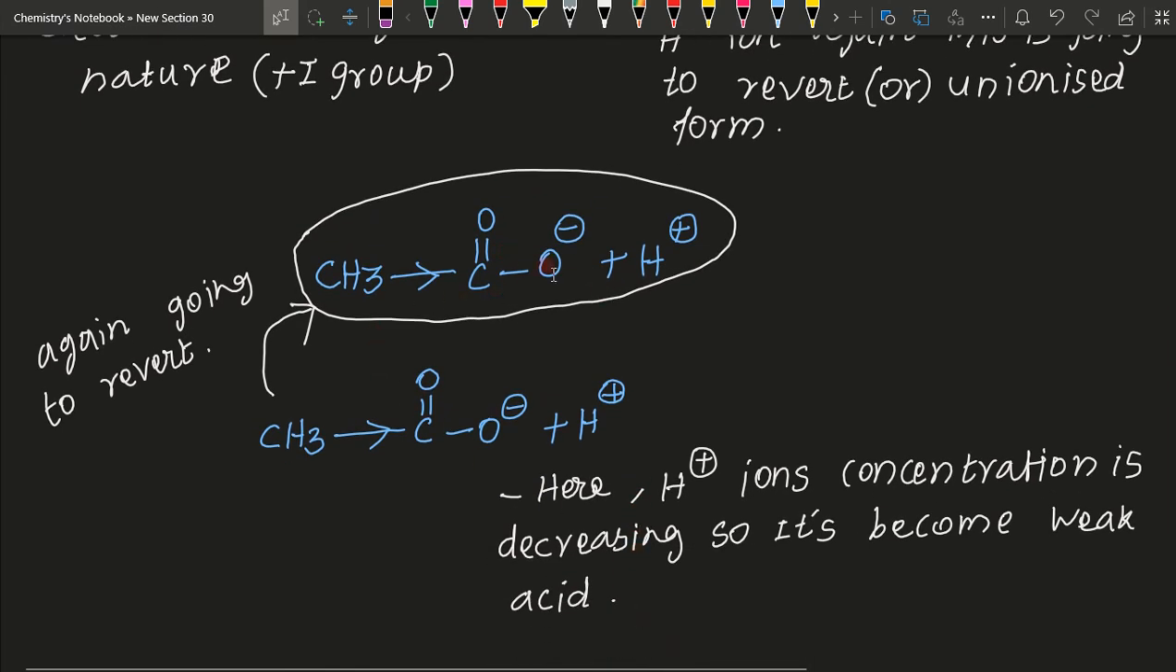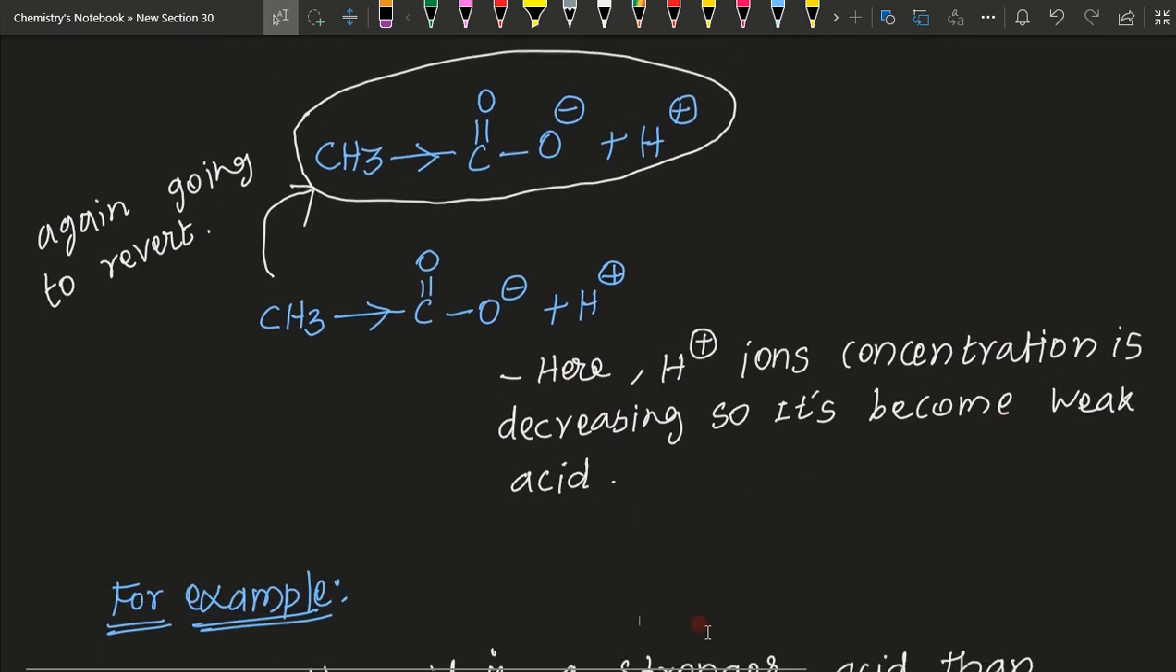See below. CH3C double bond O minus H plus, again going to revert. Again revert means this is going to become acetic acid again. Here the H plus ion concentration is decreasing, so it becomes a weak acid. This is the main cause.